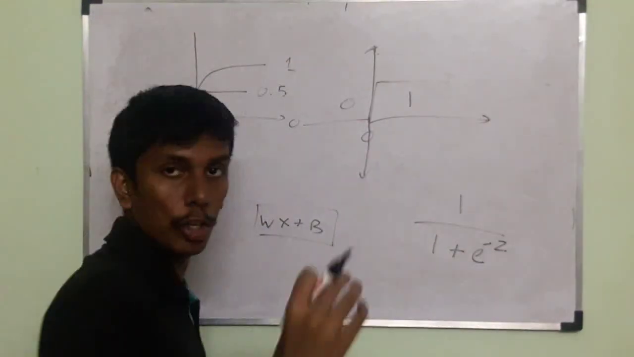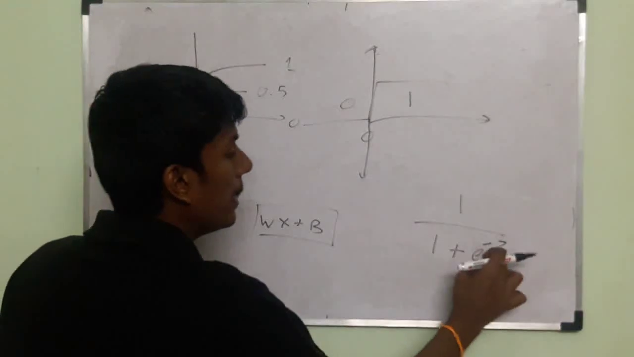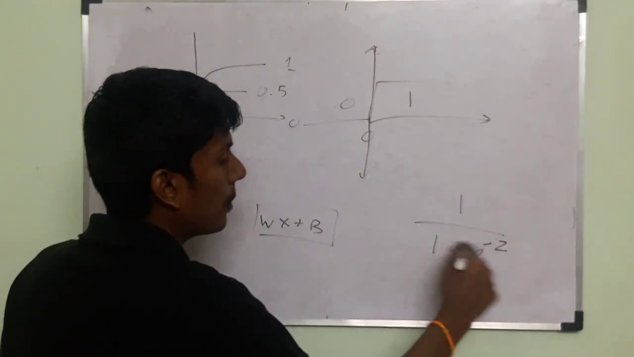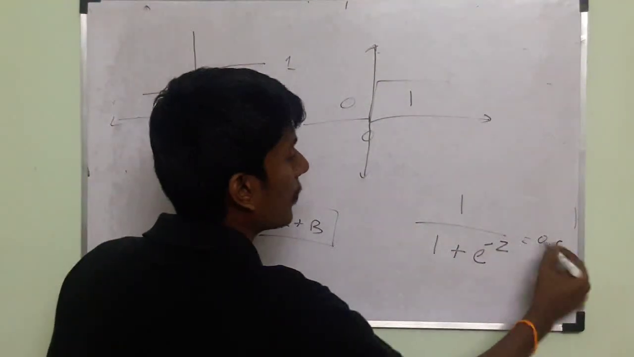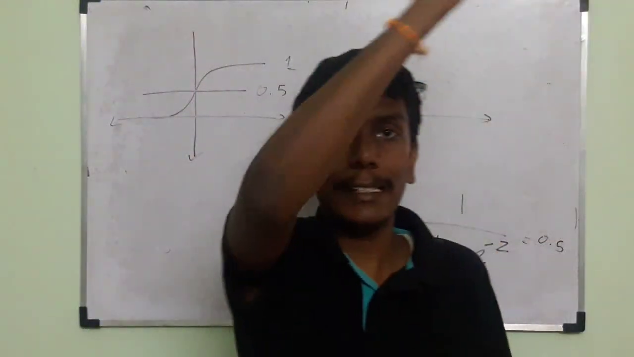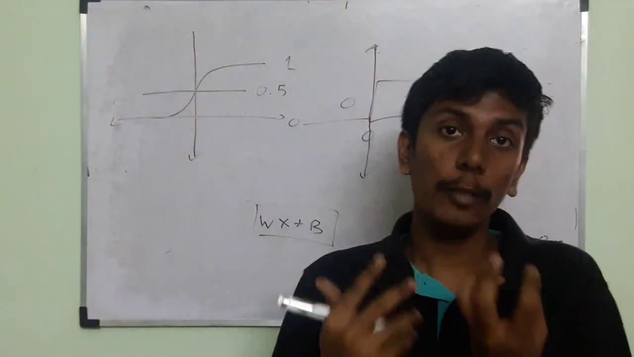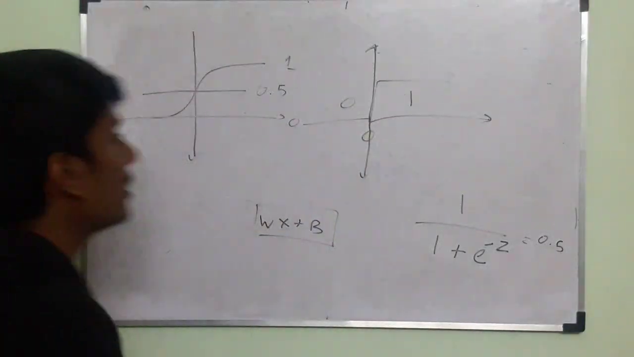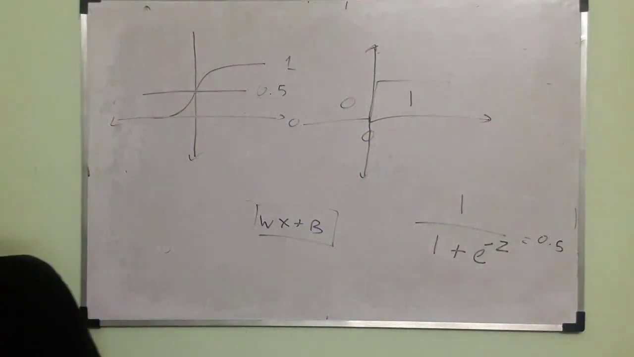But if we are having 0 as our z value, e power minus 0 is 1, so 1 by 1 plus 1 will give us 0.5. So instead of achieving a sharp 1 or a sharp 0, we are achieving values between 1 and 0, and that will be useful for gradient descent. That's why we will be using the sigmoid activation function.